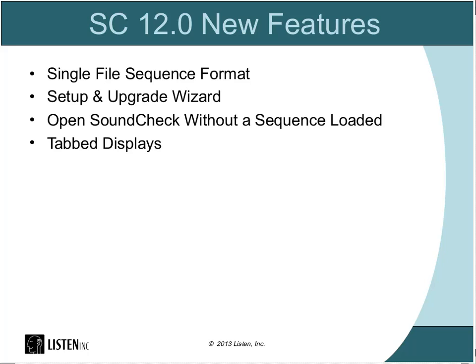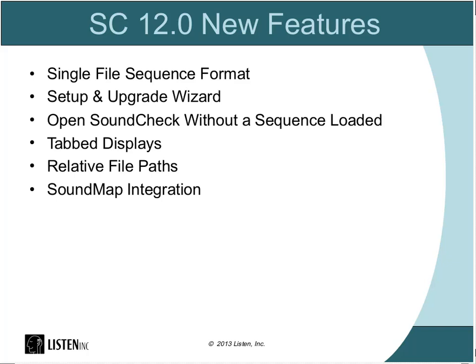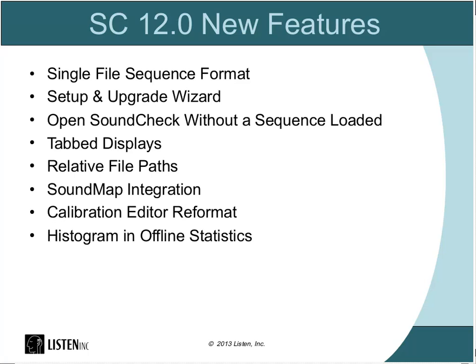tabs to the displays, which helps you navigate your display steps. Relative file paths, making it easier to move sequences from one system to another. Sound map integration, finally taken our sound map application and integrated it into SoundCheck as a module. A calibration editor reformat, we've just changed the way that the calibration editor looks and the way you use it a little bit. And added a histogram to the offline statistics. So, number of new features, and let me switch over to sharing my screen and we will get started.